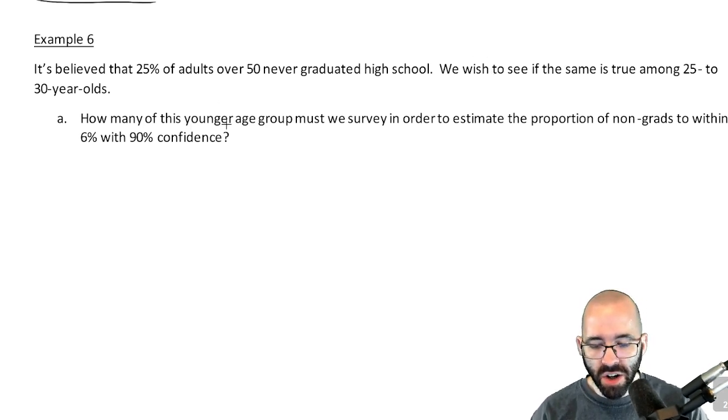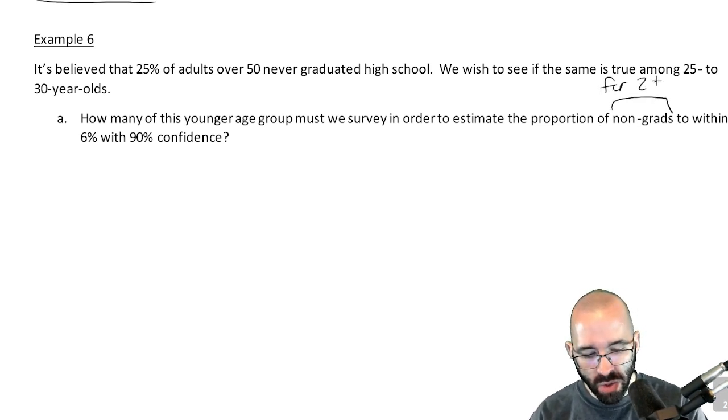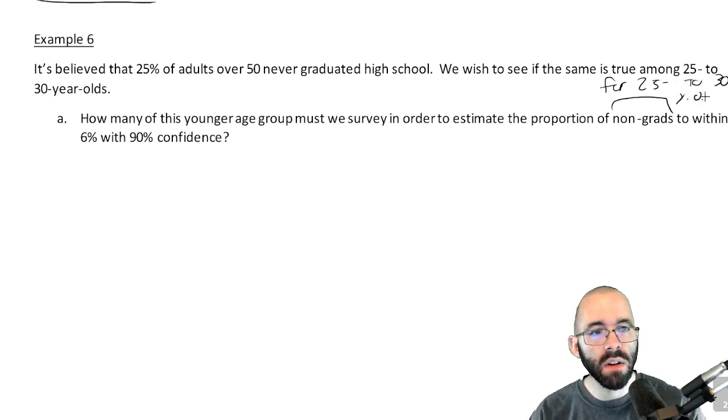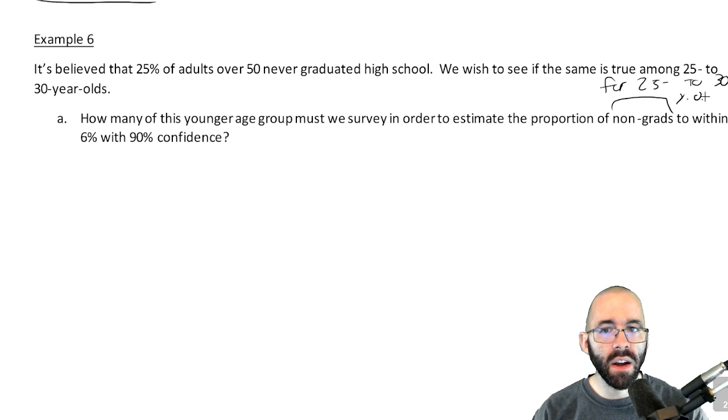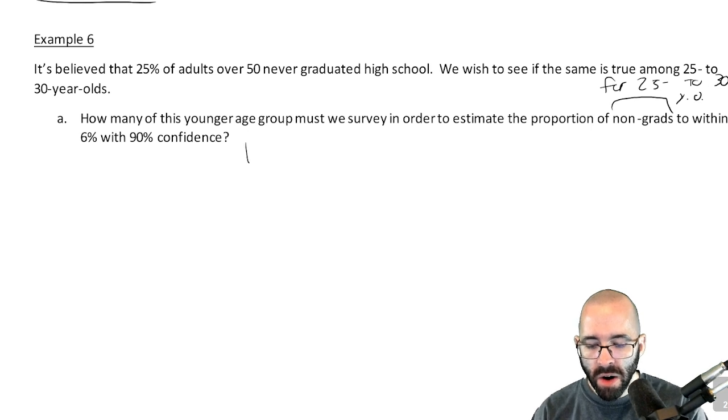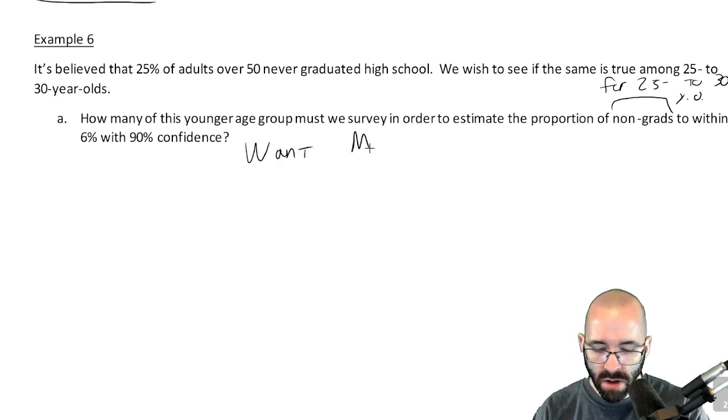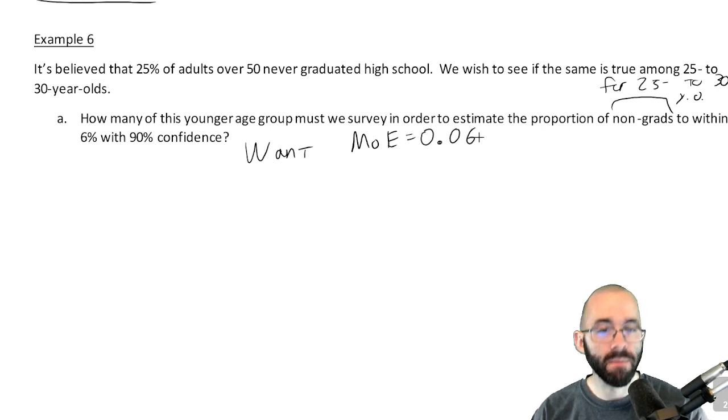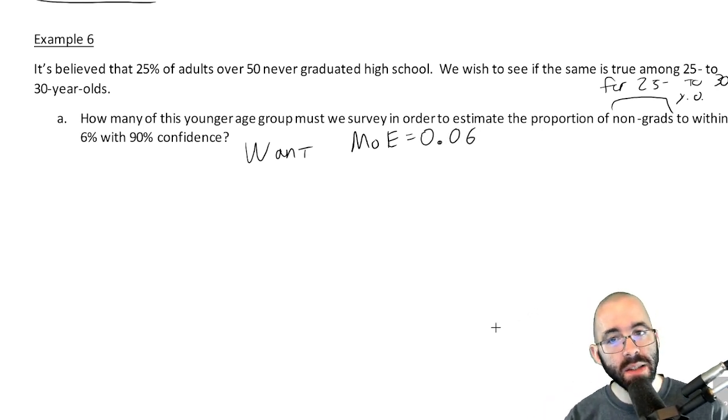So how many of this younger age group should we survey in order to estimate the proportion of non-graduates, again, of 25 to 30-year-olds, to within 6%? With a 90% confidence level. We want our margin of error to be 6%. And we usually will write it as a decimal for the formula.